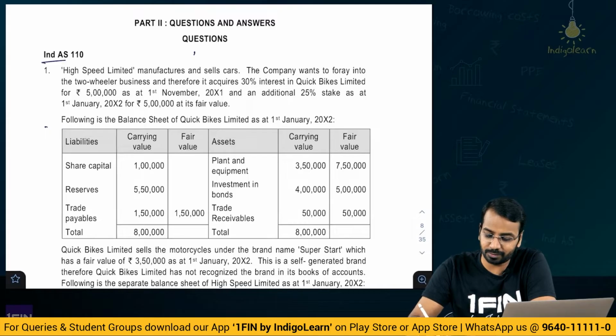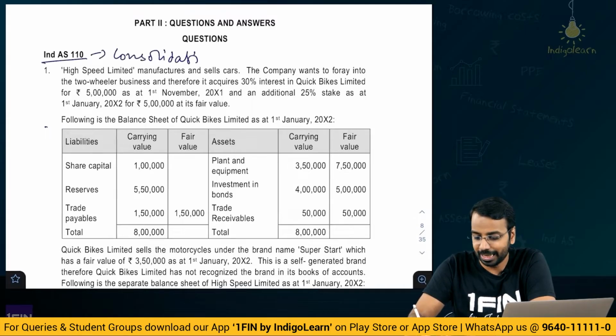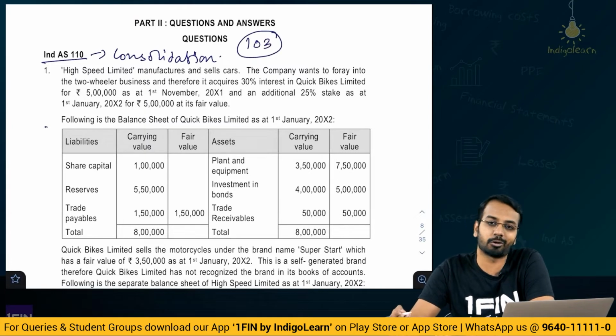The first one is from Ind AS 110. This is from consolidation. And for consolidation, you also need to remember the principles of Ind AS 103, which talks about how to do the acquisition date accounting, right?